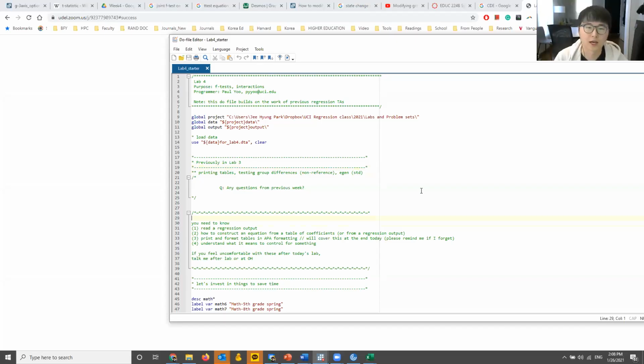So I just want to make sure that at the end of the lab, you know how to read a regression output. I think many of you do, but if you're unsure about anything, we can review things. That you know how to construct an equation from a table of coefficients, which is something you did for Greg's homework. That you know how to print and format the tables in APA formatting. And I'll cover how to do that at the end of the lab today. I think half the people knew how to edit it in Word and the other half didn't.